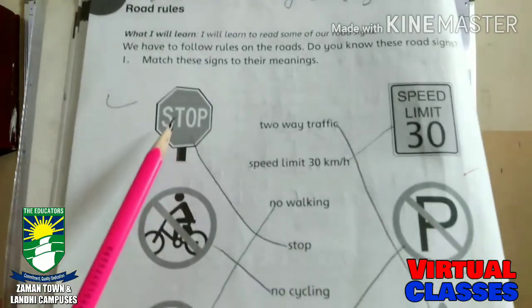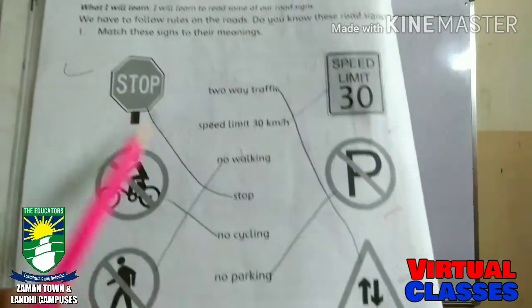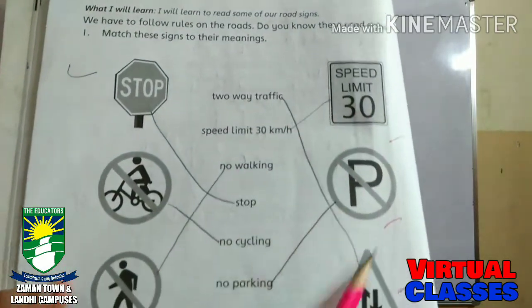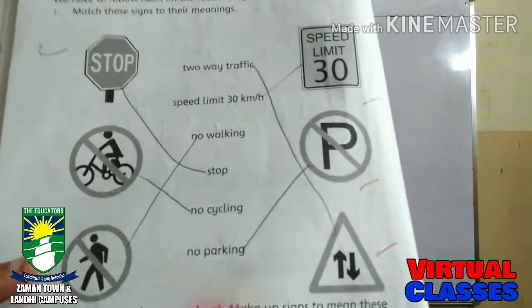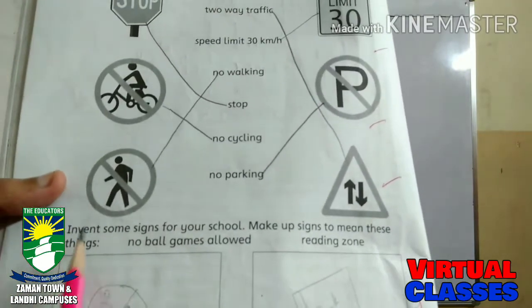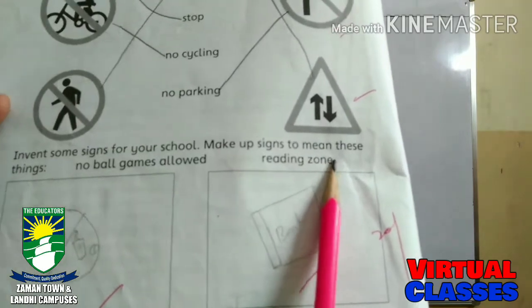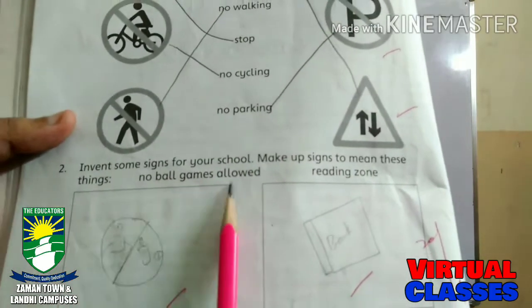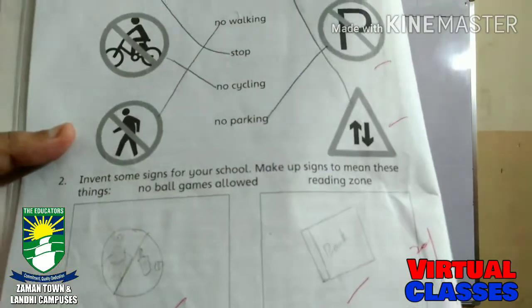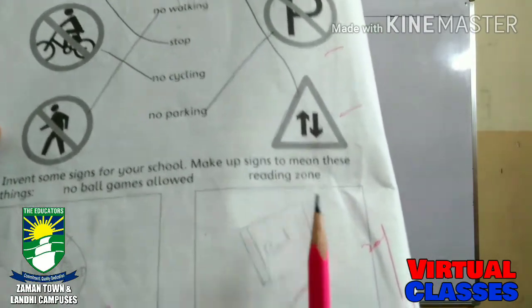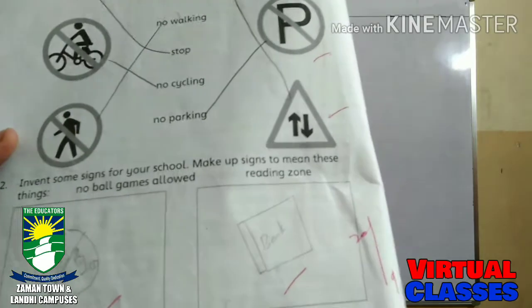For example, we have the sign of the stop. We will match it with the stop. Then you have this sign. So you will just match the signs according to their meanings. Now come to question number 2. Invent some signs for your school. Make up signs to mean these things. No ball games allowed, like this one, you will just make the no ball games allowed sign. Reading zone, you will make any book type.